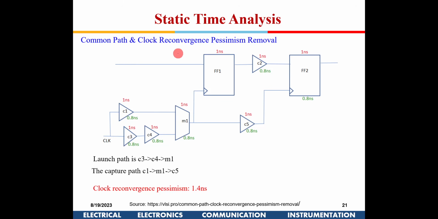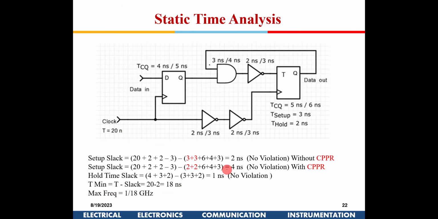So this is known as, so both these things also, after doing the STA, okay, these kind of pessimism has to be removed. So the tool does that. It will identify which are the common blocks, and it will do that, right?